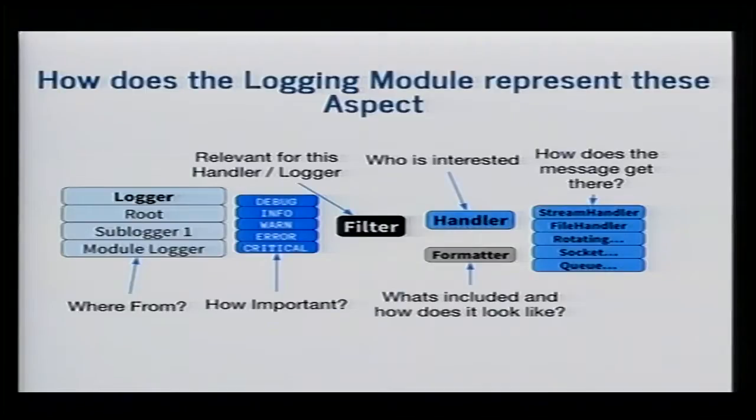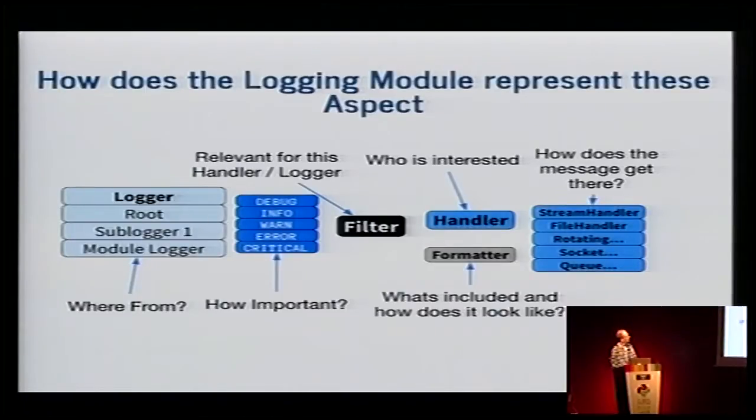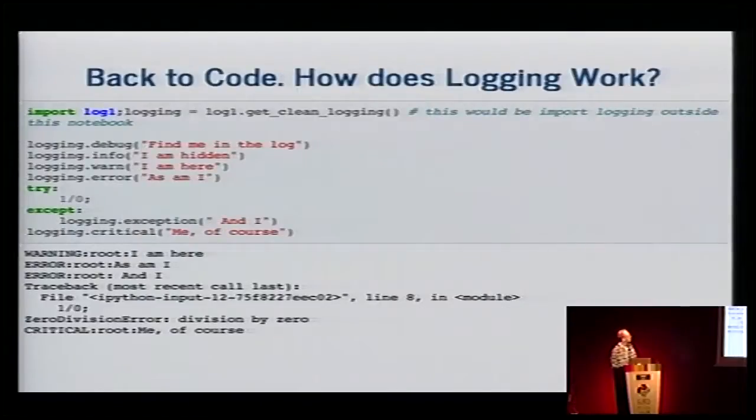And if you call basicConfig, what happens under the hood is that it just sets up a very basic logging infrastructure for you. So it gives you a logger, it gives you a stream handler, it gives you a standard formatter, and then it puts out this information that we saw previously.